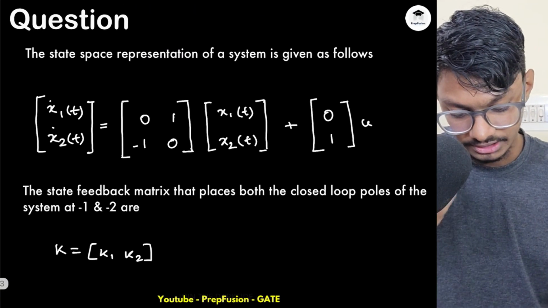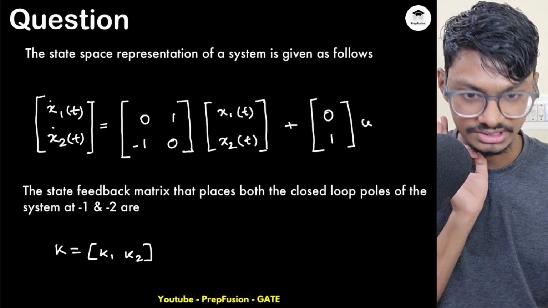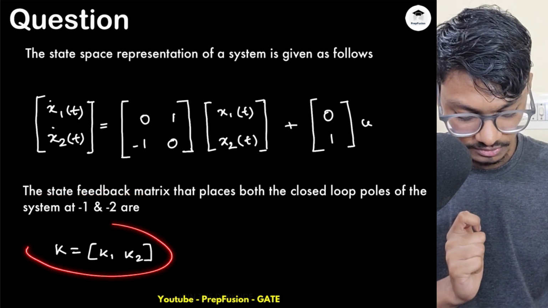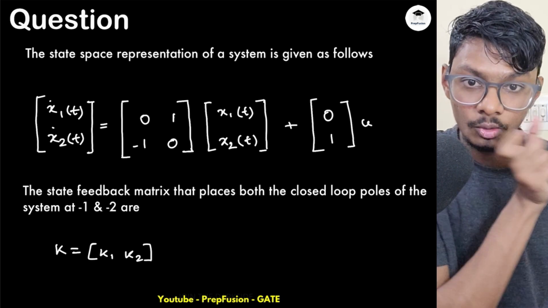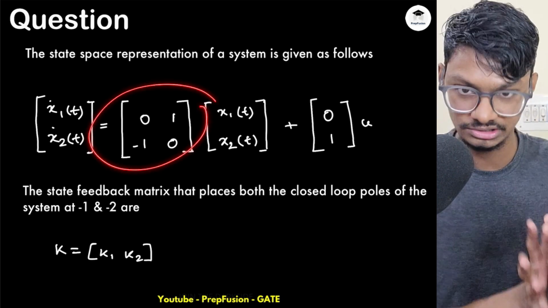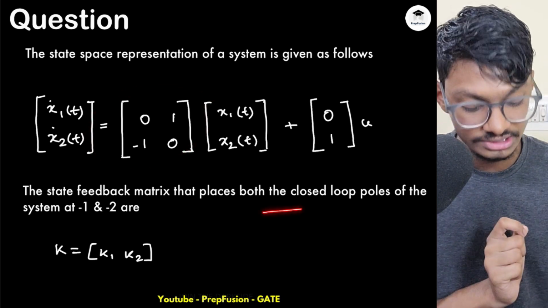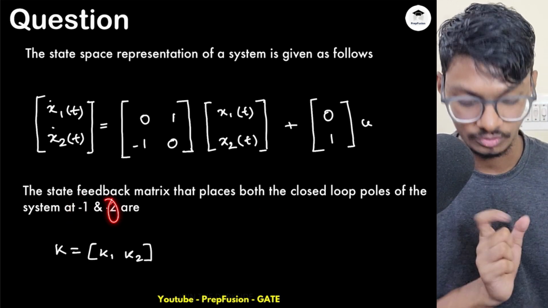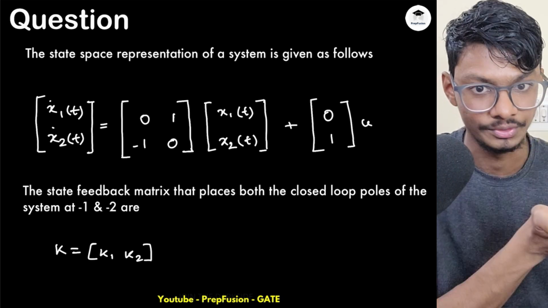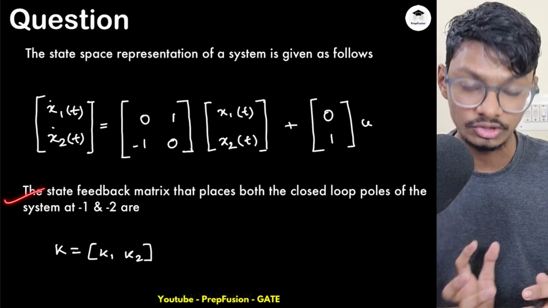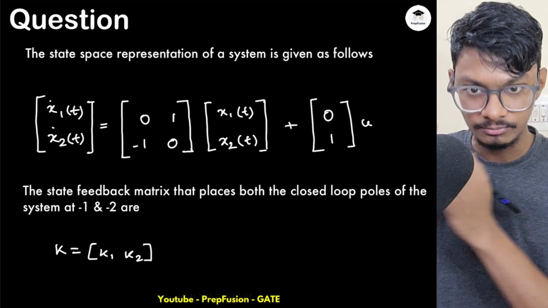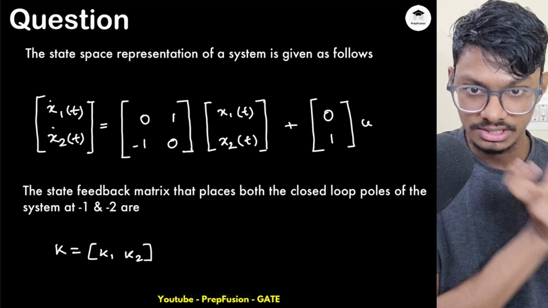So this question gives a state space representation, and you have to find the state feedback matrix that changes the location of the poles. Currently the poles are somewhere else, and it wants us to place the poles at -1 and -2. Exactly, we want our poles at these locations. So this method is very helpful if we want to place our poles at specific locations. That's why we use state feedback.